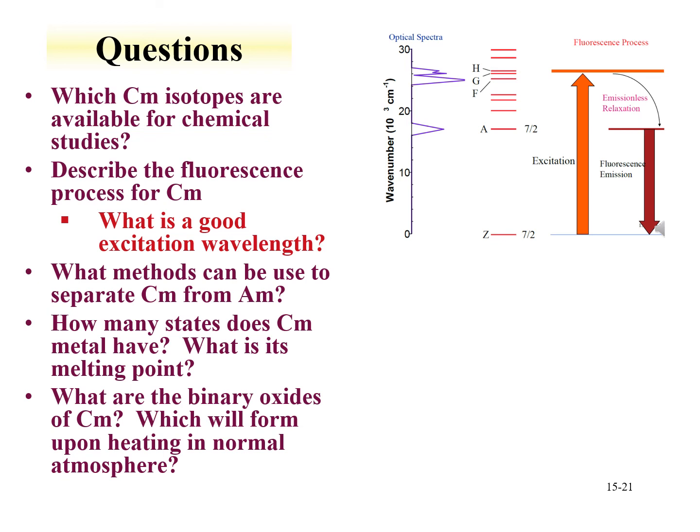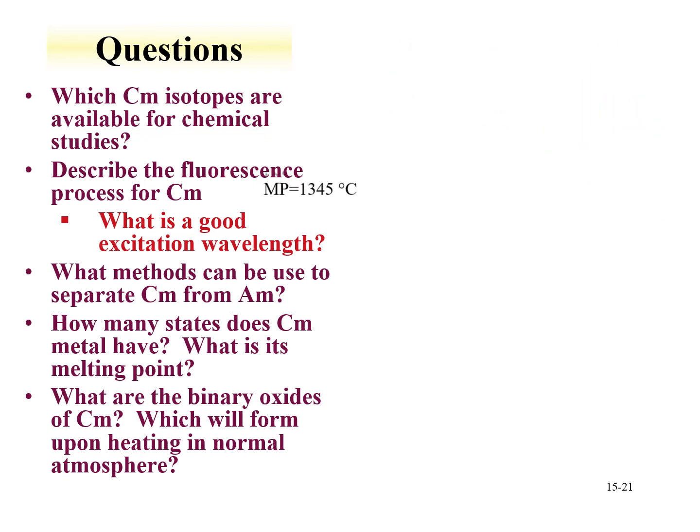How many states does curium metal have, and what are the melting points? Well, curium metal has 2 states, double hexagonal close pack and face-centered cubic. And its melting point is around 1345 degrees C. So going from plutonium higher in the actinides, we see that we get fewer phases, and also the melting point goes up. What are the binary oxides of curium? Well, you have the trivalent, Cm2O3, and the tetravalent, CmO2, which will form upon heating in normal atmosphere. That would be the dioxide.